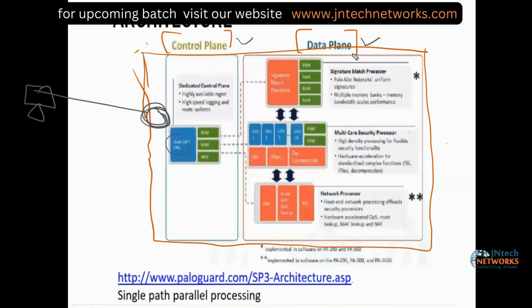For example, LAN network, WAN network, DMZ network, we can connect through data plane. It's a part of data plane. Okay, clear? So here we have a data plane. In data plane, we have three separate processors. The first one is called signature match processor. Second is called multi-core security processor. And third, you can say networking processor. So in data plane, we have three separate processors.